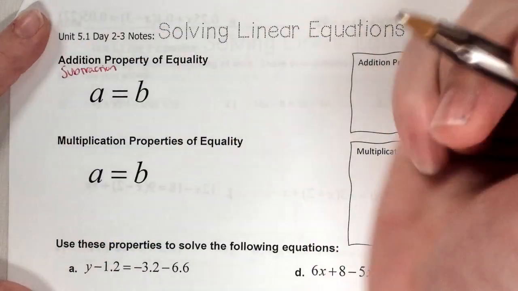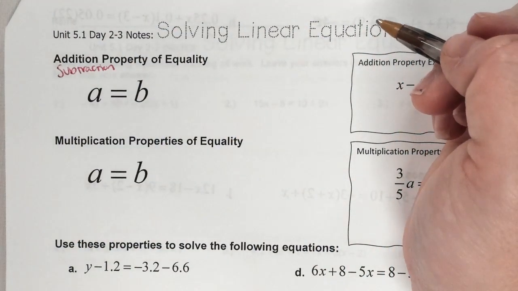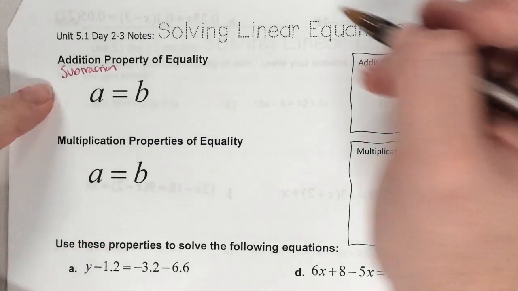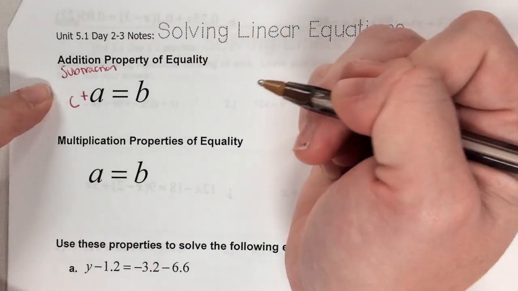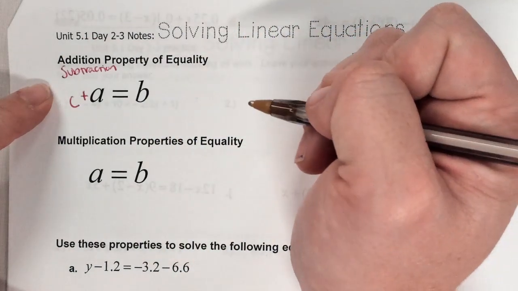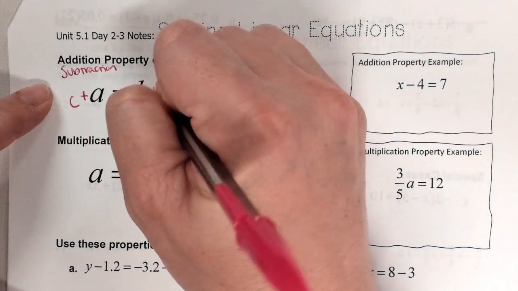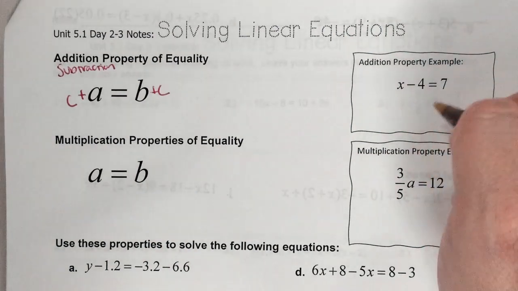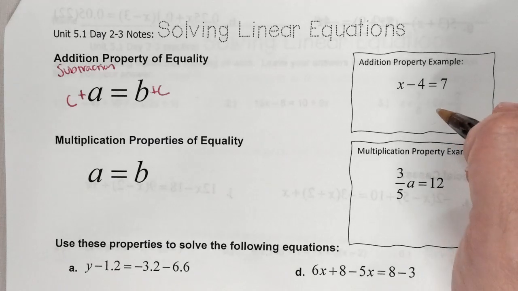And the reason being is, y'all, adding a negative is the same thing as subtracting. And that's why adding and subtracting go together. Yes? So if I add C to this side of the equation, what do I have to do to the other side to keep it equal? Add C. Okay. So how would I solve this following that?